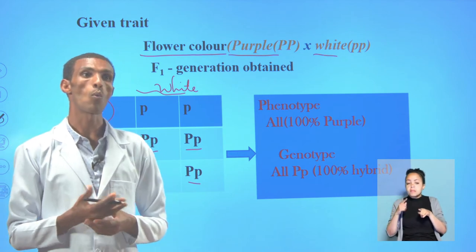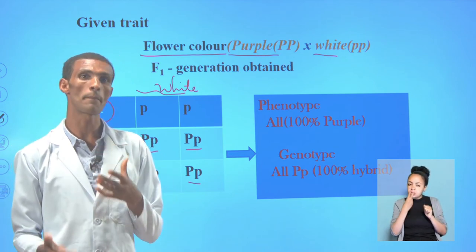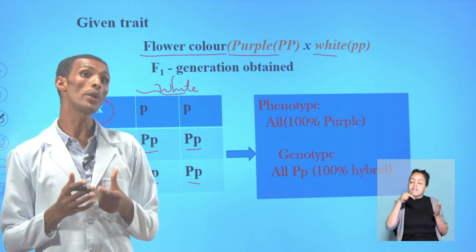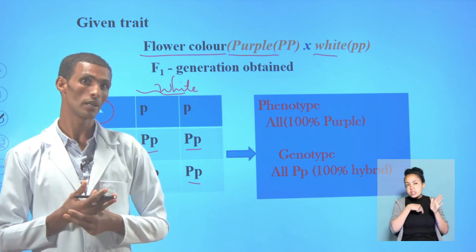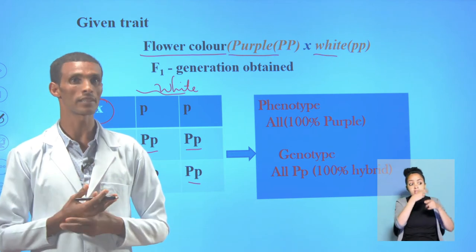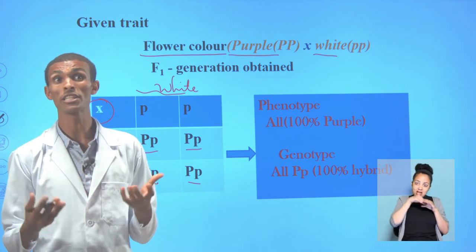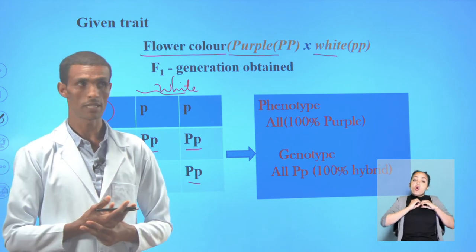Then, we can deduce the phenotype and the genotype of this cross. For example, when we say phenotype, it is an external observable character. When you say genotype, it is an internal genetic description of an organism.